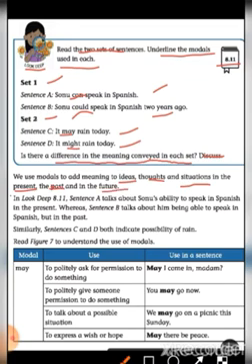In Look Deep 8.11, sentence A talks about Sonu's ability to speak in Spanish in the present. So, can is used in the present. Whereas sentence B talks about him being able to speak in Spanish but in the past. Here, could is used in the past. Similarly, sentences C and D both indicate possibility of rain.